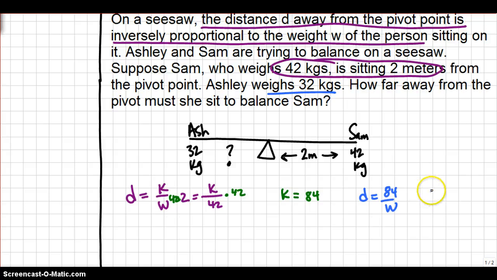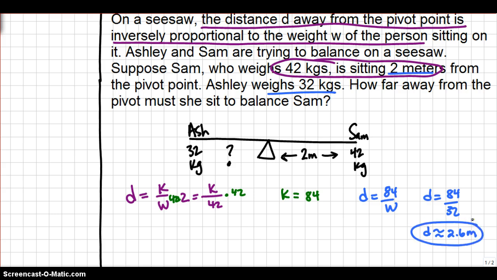Last step is to fill in Ashley's information and calculate. Ashley weighs 32, so we're going to fill in 32 for the W, and then we're going to divide. And when you divide there, you get approximately 2.6. This is a distance. We're measuring distances in meters, so we put an M there.